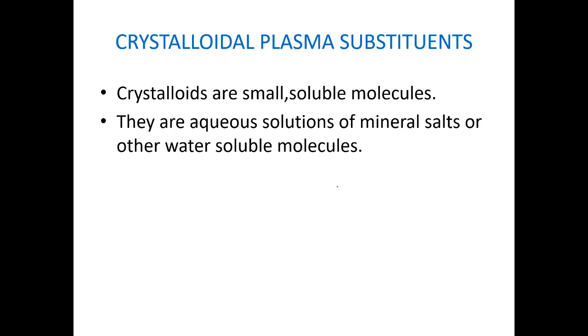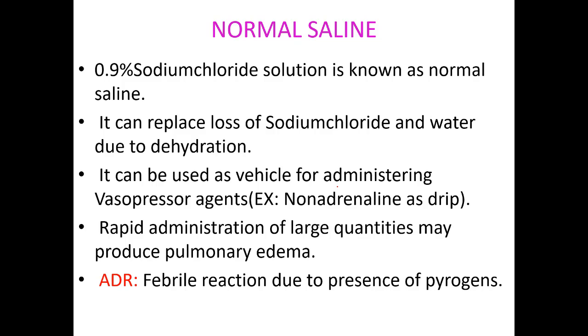And next, after colloids, you have the crystalloid plasma substances. These crystalloids, as the name suggests, are very small plasma molecules, and they are soluble in any aqueous solutions. They are aqueous solutions which consist of mineral salts, and they are water soluble molecules, as I told you. In this, the first one is normal saline. We know this normal saline, and we will be using it in hospitals very frequently. If we are using 0.9% sodium chloride solution, then it is called normal saline.